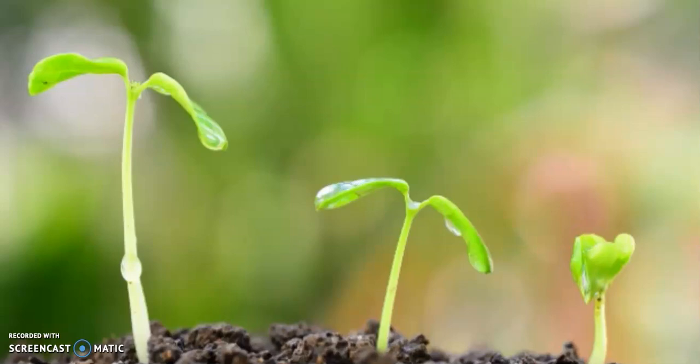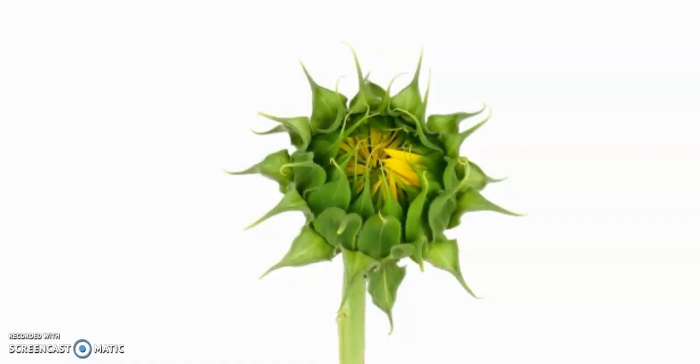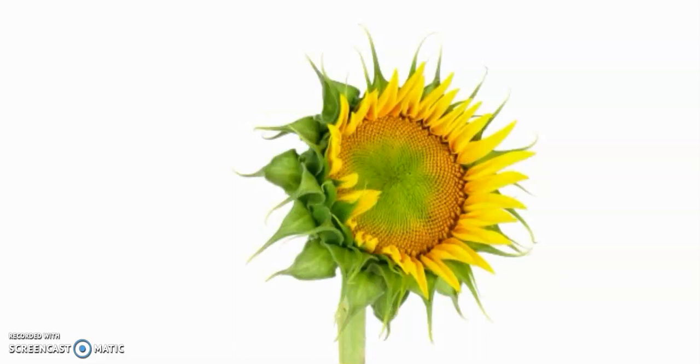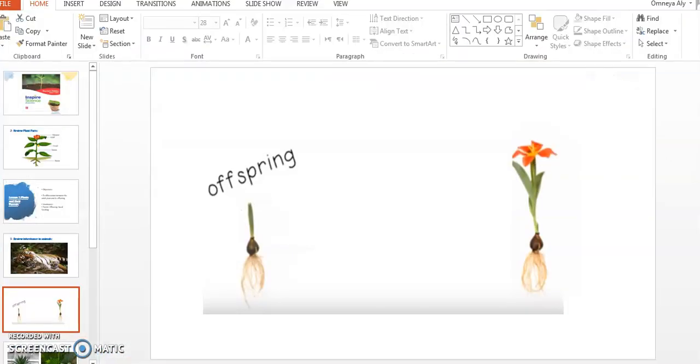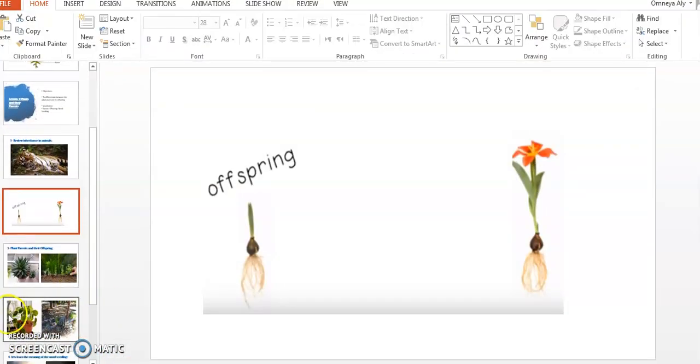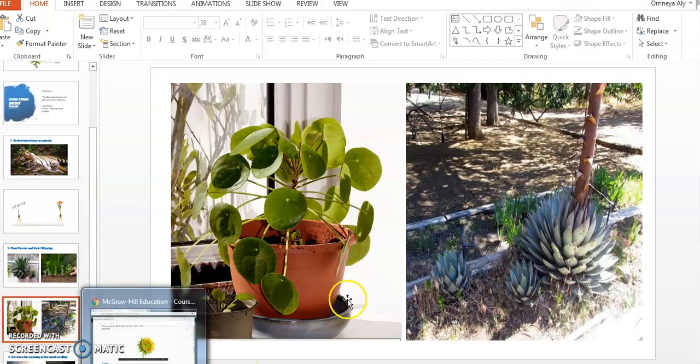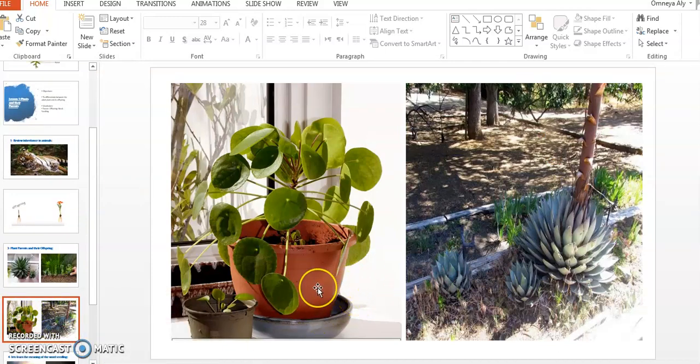So, any adult plant, any big plant, was a baby one day. It was a baby. As you yourself, you were a baby or not? Yes, for sure, you were a baby. So also the plants, they start as a baby, and then they grow up more and more to become an adult plant. Now, let's have a look at these pictures here. Let's see these plants. Where is the adult plant and where is the baby plant, the offspring?